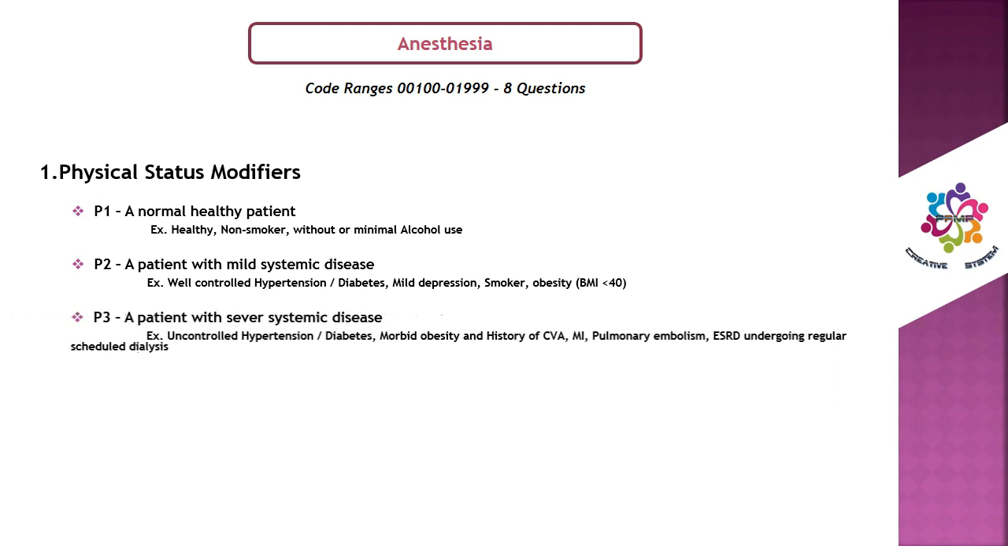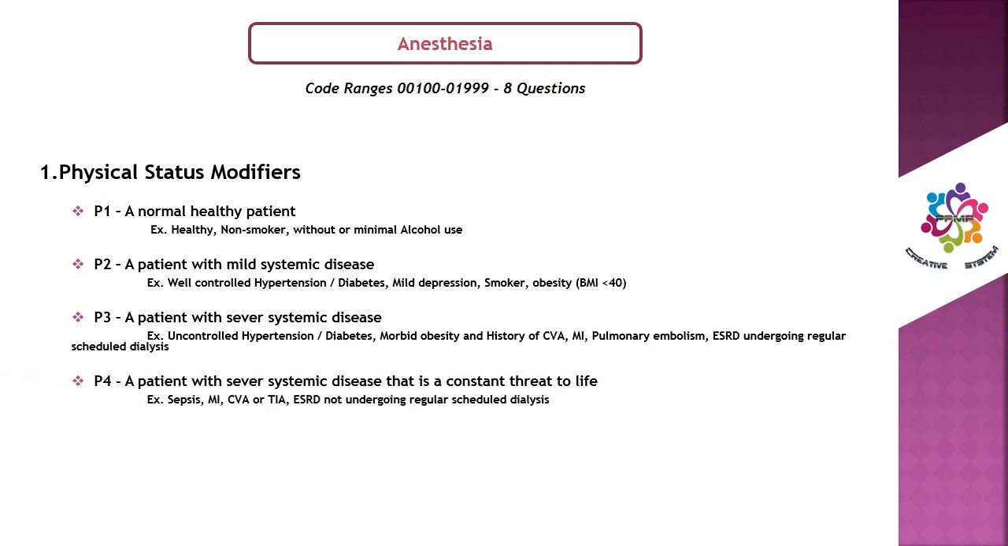3. P3 modifier, which denotes a patient with severe systemic disease. Example: uncontrolled hypertension or diabetes, morbid obesity and history of myocardial infarction, cerebrovascular accident or TIA, pulmonary embolism, ESRD undergoing regular scheduled dialysis. 4. P4 modifier, which denotes a patient with severe systemic disease that is a constant threat to life. Example: sepsis, myocardial infarction, cerebrovascular accident or transient ischemic attack, ESRD not undergoing regular scheduled dialysis.